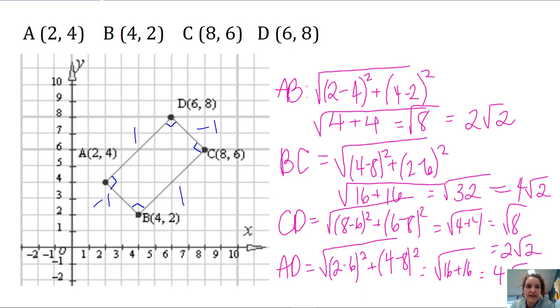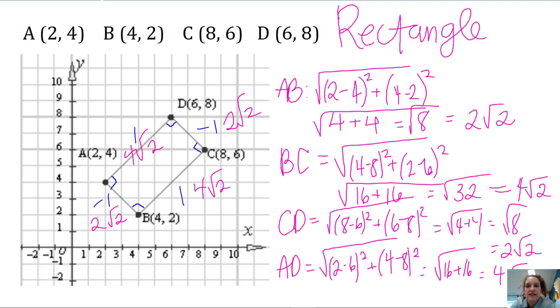So if I put these side lengths onto my picture, I can see that the opposite sides are congruent, which makes sense because this is a parallelogram. Both pairs of opposite sides are congruent. But if I compare my consecutive sides, they are different. In a rhombus, all 4 sides are going to be the same length. All 4 sides are congruent. This is not a rhombus because my consecutive sides are not congruent. So the most specific name for this is a rectangle. So we have verified that it is indeed a rectangle.